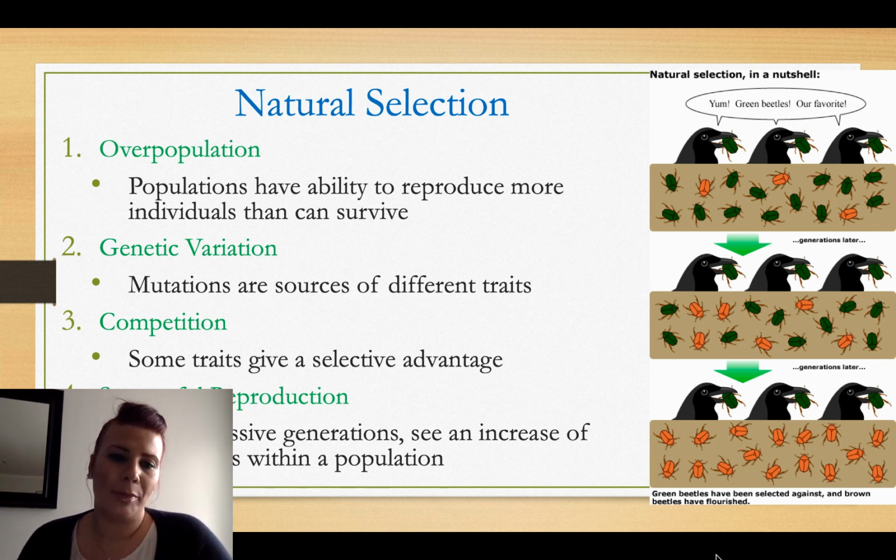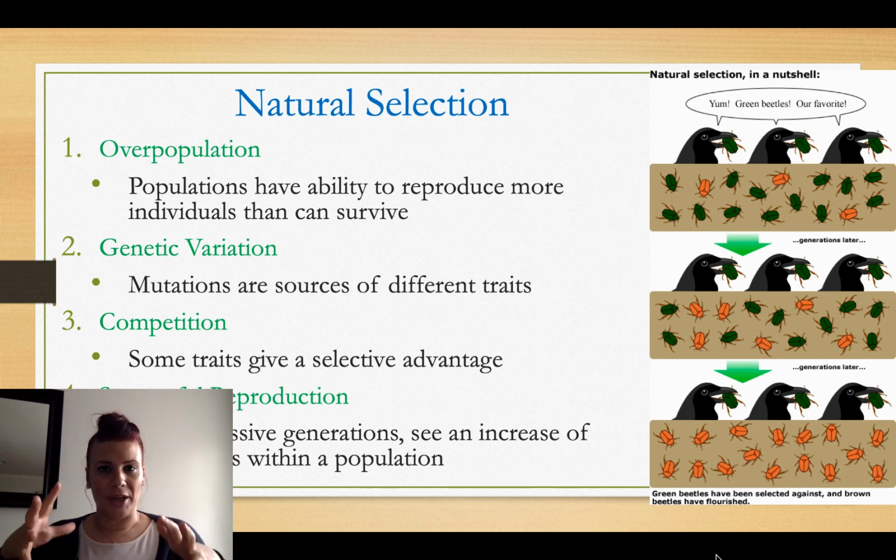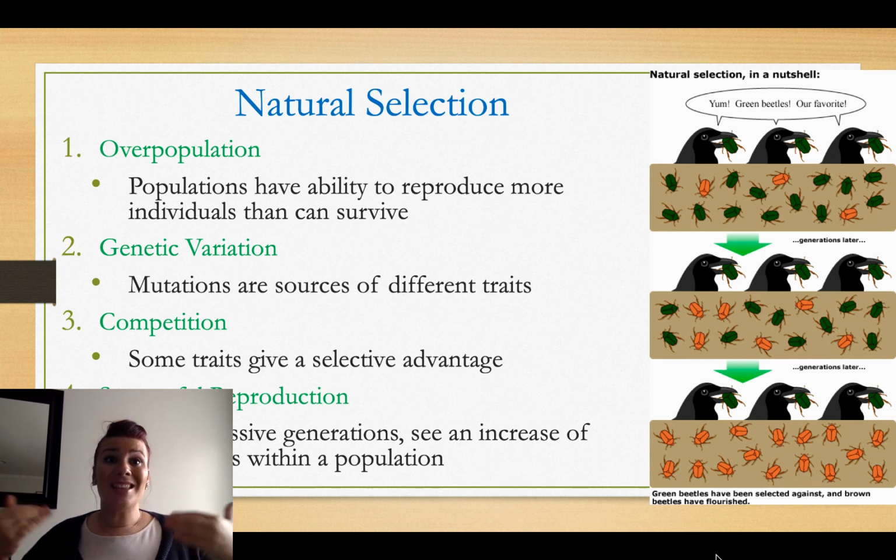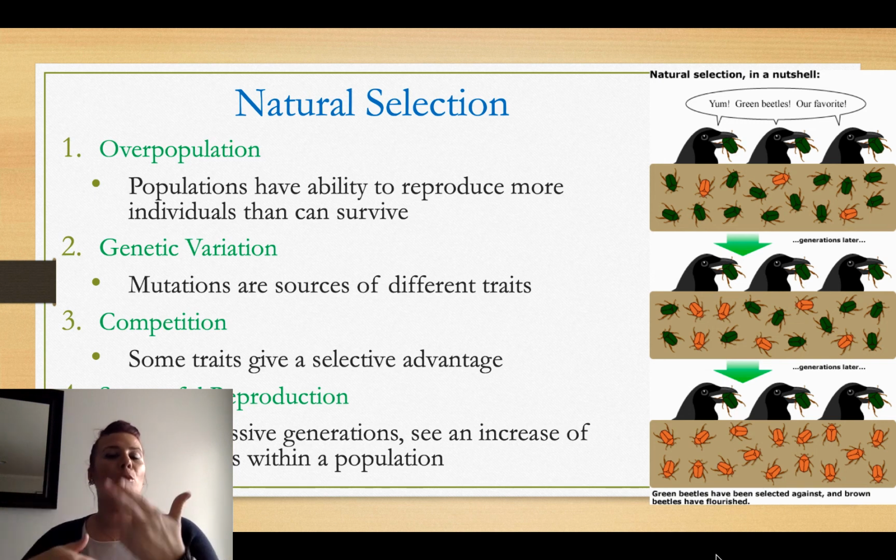And then successful reproduction. Over generations, over time, since this isn't something that happens quickly, we should see an increase in a favored trait. If I'm a brown furred bunny in a brown environment, I should see that over time, that brown fur trait is going to appear more frequently in the offspring in that population.